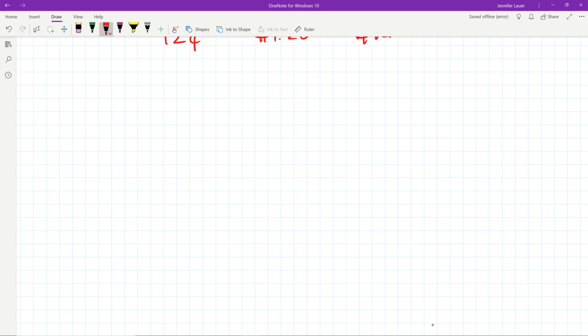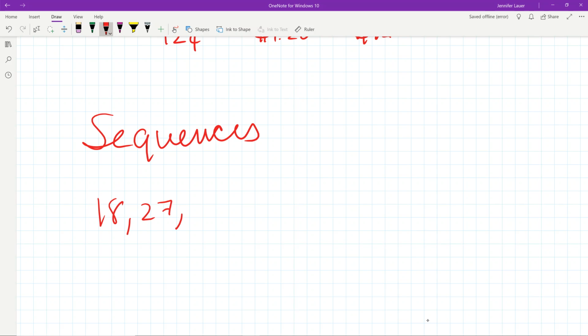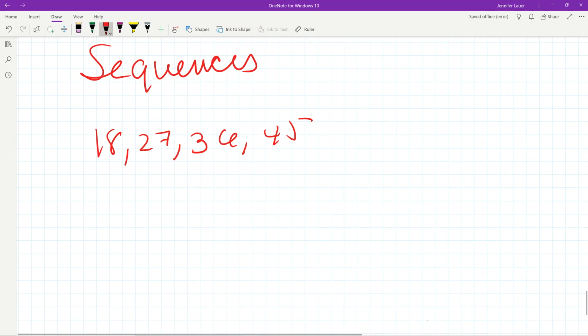Math 7-6. A quick concept today we're going to be talking about is sequences and scales. We'll start with sequences. So when you have a set of numbers and you're trying to figure out what the sequence is or what number comes next, you kind of have to just figure out what is going on.